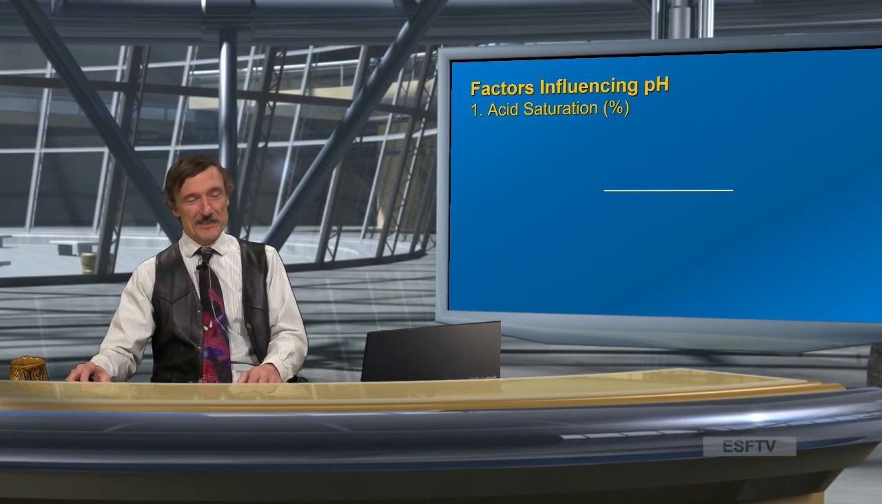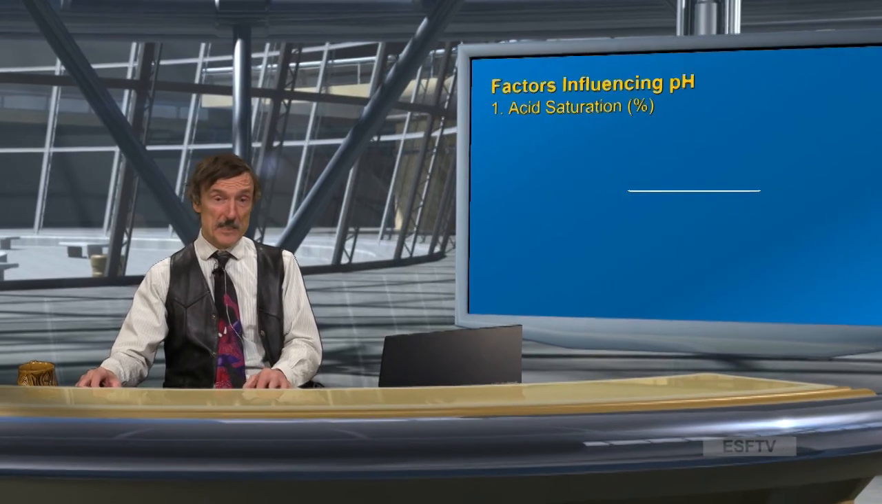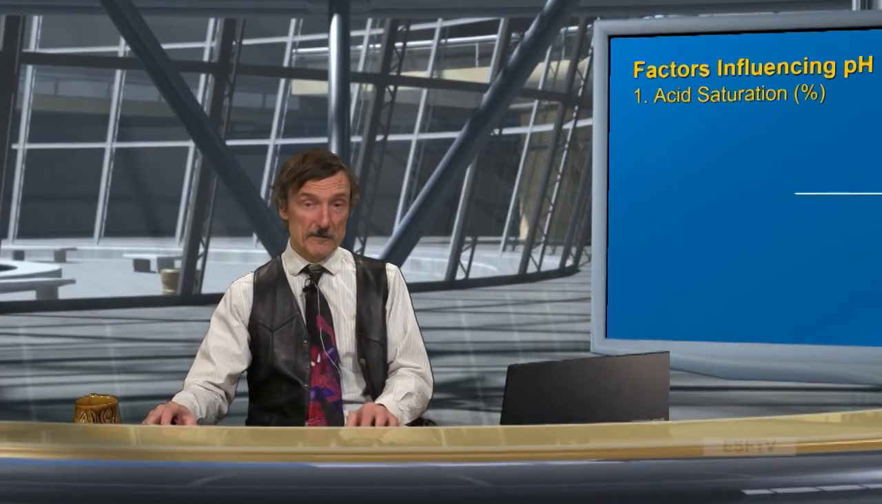So pH, now we understand it. We get a way to measure it. We understand how it changes. And if we were trying to model it, we'd be interested in what the major factors influencing pH are. We've already talked about factors that influence CEC, aeration, and temperature. Now we're moving down the line, and we'll talk about the factors that influence pH.